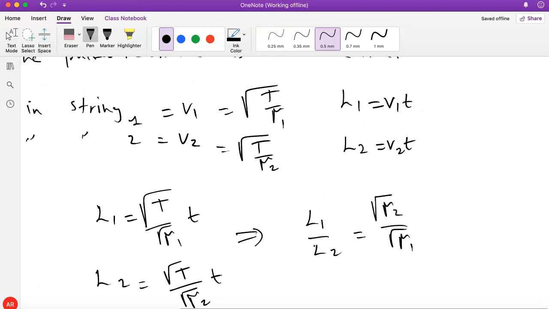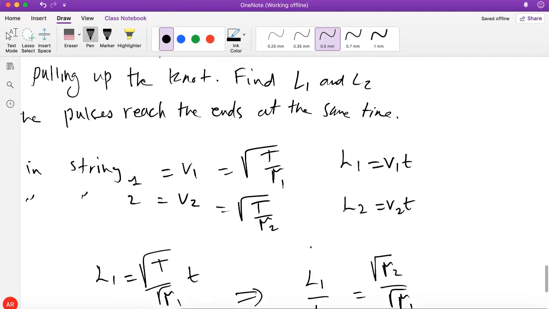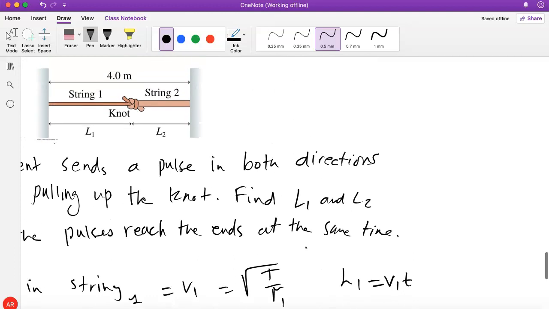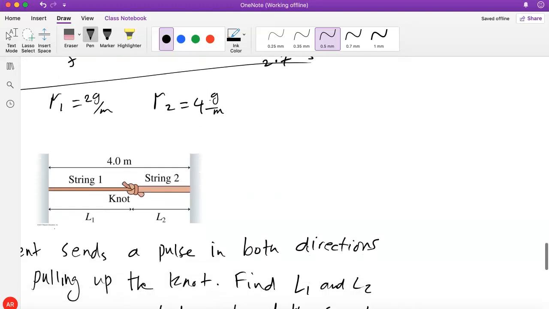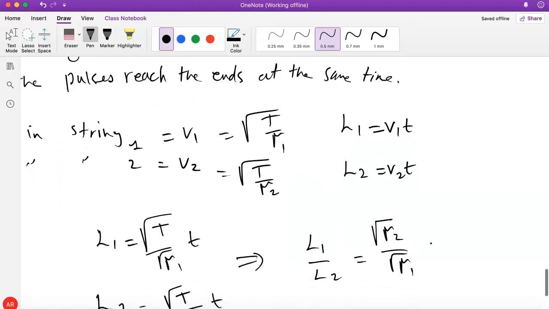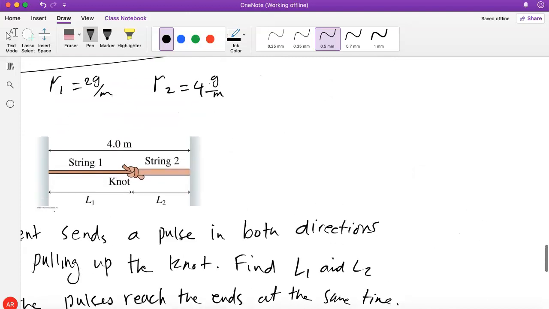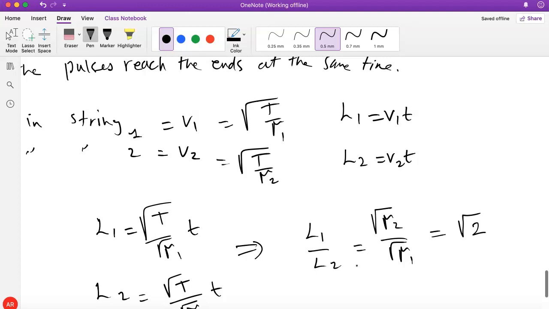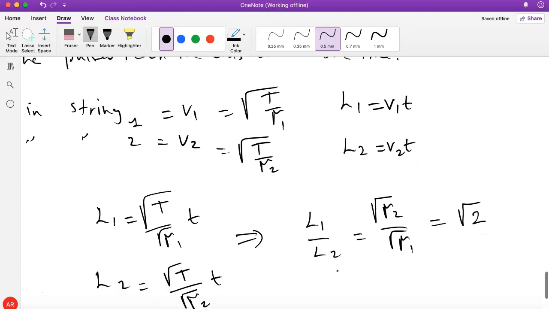So then we found a ratio L1 over L2. So what is that ratio? We know that mu2 is twice mu1. So that's square root 2, given the numbers that are given to us in this problem. String 2 is the heavier one, so it means pulses move more slowly. So L2 is smaller than L1, therefore.